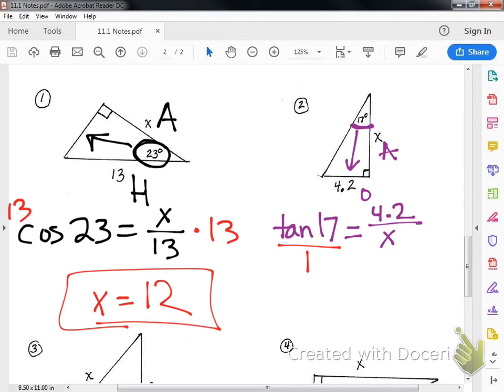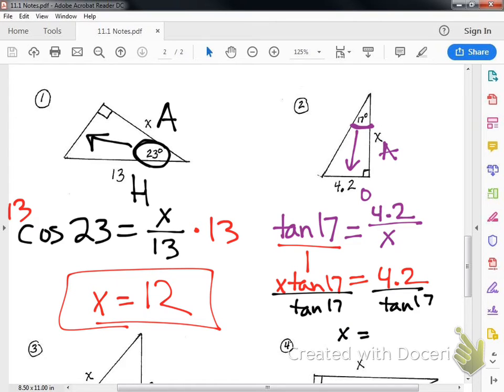Now, these are the ones where I think about it as cross multiplying sort of a deal, because you would end up multiplying both sides by the x. So you'd have x tangent 17 equals 4.2. And then to get the x by itself, you'd have to divide by tangent 17. So in your calculator, you're going to do 4.2 divided by tangent 17. I was using my phone earlier, and I did 4.2 divide by 17 tan equal, and it worked.